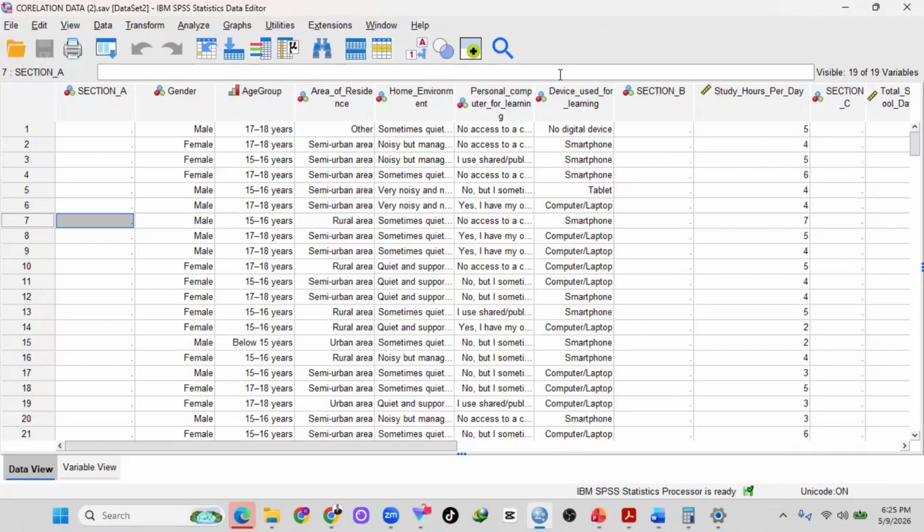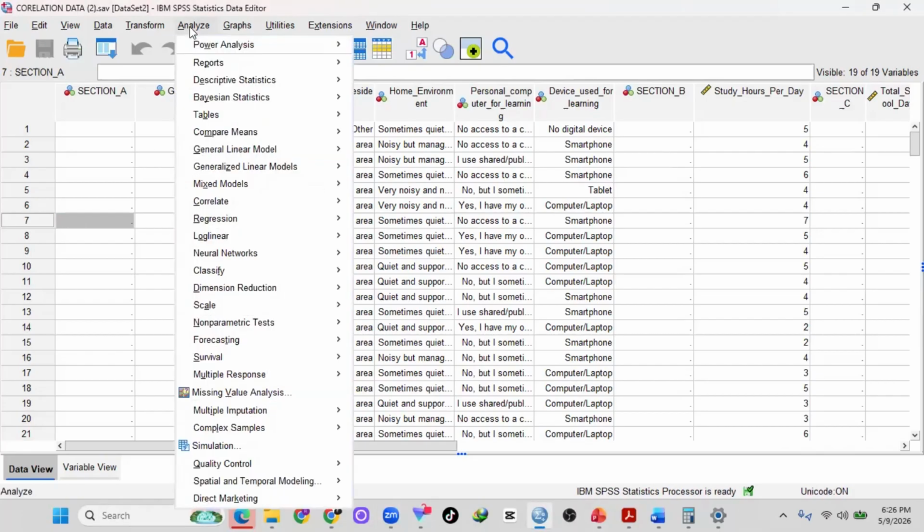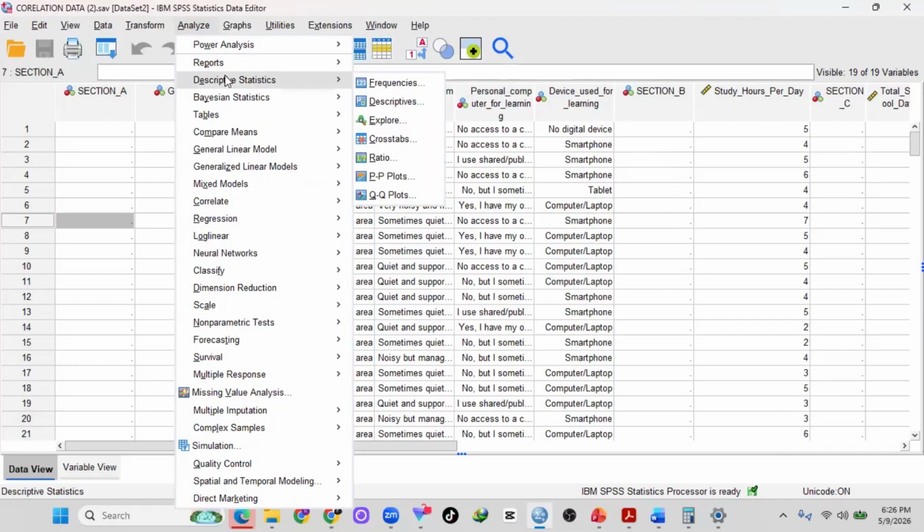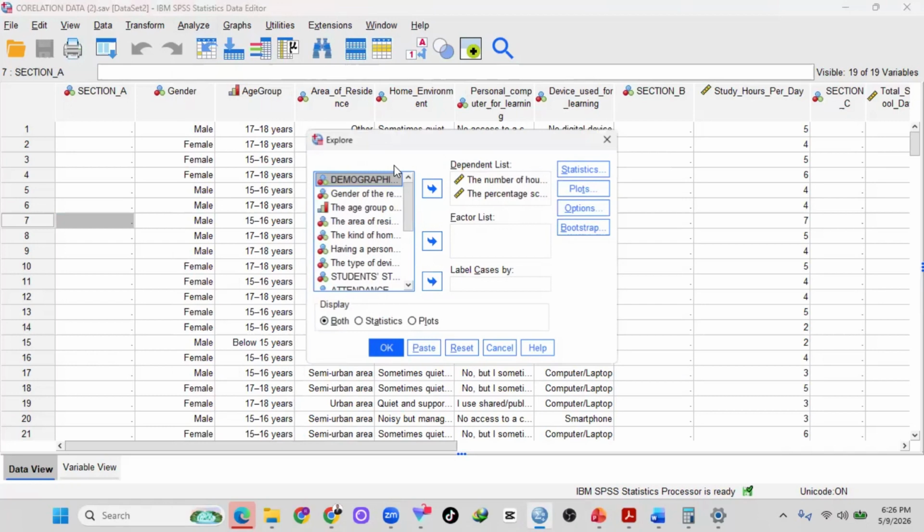So now, the first thing we want to do is to make sure that we check if the data is normally distributed. To do that, we are going to do a little exploration of the data. I am just going to come here to analyze, okay? When you come to analyze, you go to descriptive statistics, and then you go to explore, okay?